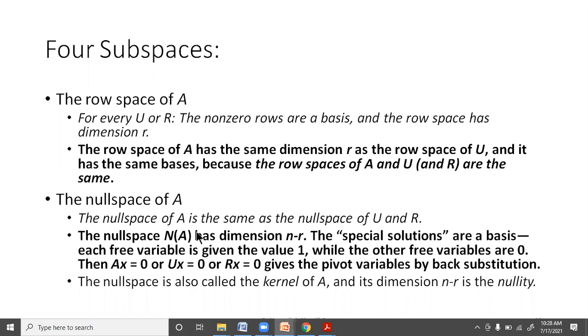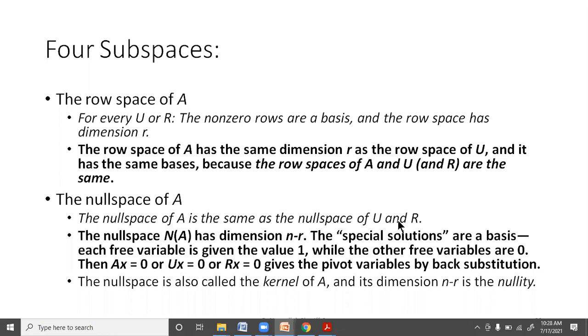Ax equal to 0, or Ux equal to 0, or Rx equal to 0, if you try to solve, you'll get the null space. So the null space N(A) has dimension n minus r. Null space is totally dependent upon how many free or dependent columns there are, and the dependent columns will naturally be n minus the independent columns. The number of independent columns is the dimension, the rank.